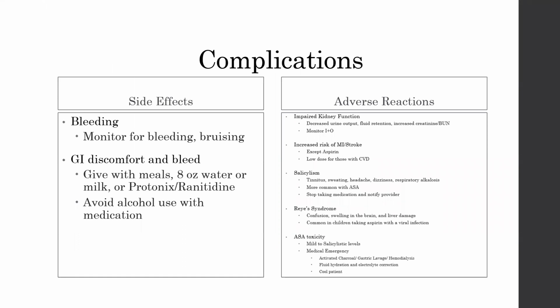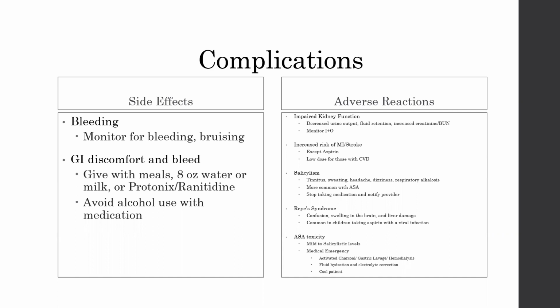Side effects of these medications include increased risk for bleeding. So we would want to monitor for bleeding, bruising, and sore throat. It can also cause GI discomfort and GI bleeds. So we would want to avoid use with alcohol because that will increase the amount of ulceration and discomfort. We would want to educate our patients to give with meals and 8 ounces of water or milk. If it's severe enough, we can also provide them Protonix or ranitidine to help control some of that GI discomfort.